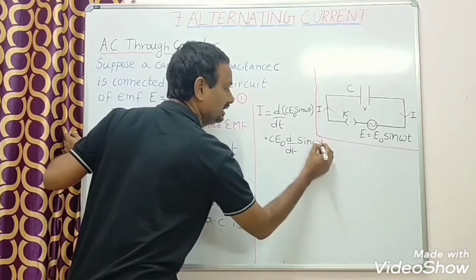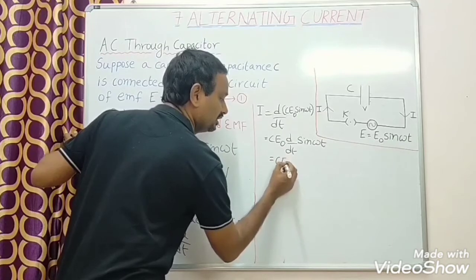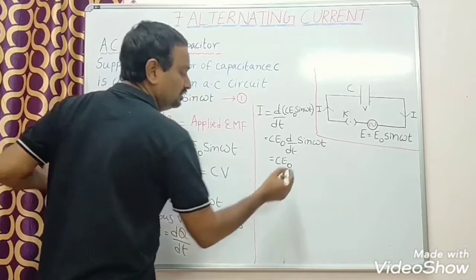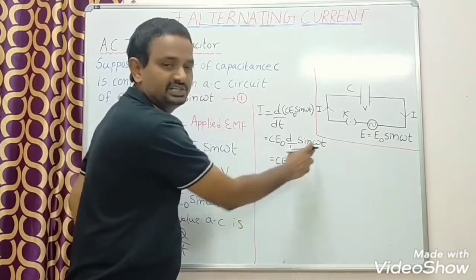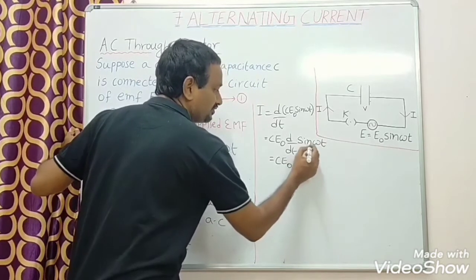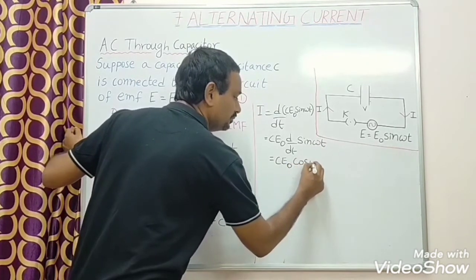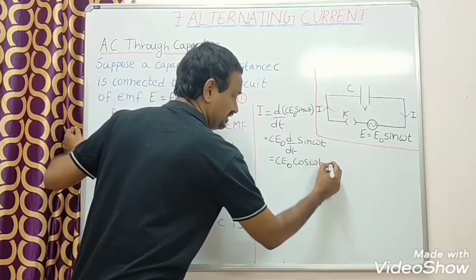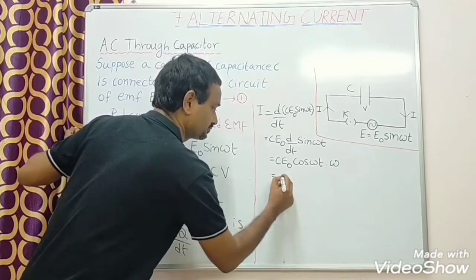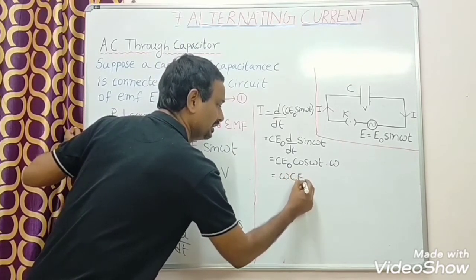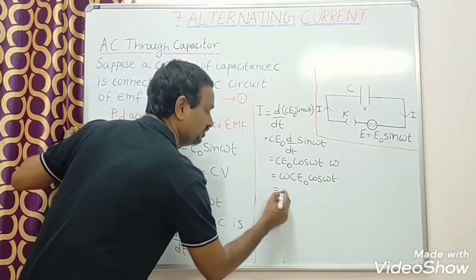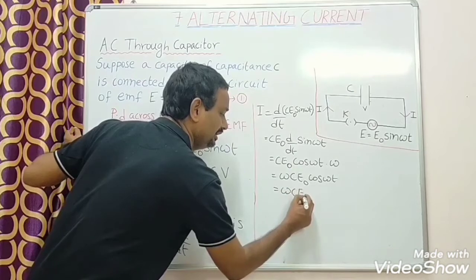So C E naught, differentiation of sin theta is cos theta. In the place of theta, omega t is there, and for that again I need to do differentiation with respect to t. Differentiation of sin theta gives cos omega t, and differentiating omega t gives omega. So I will write omega C E naught cos omega t.